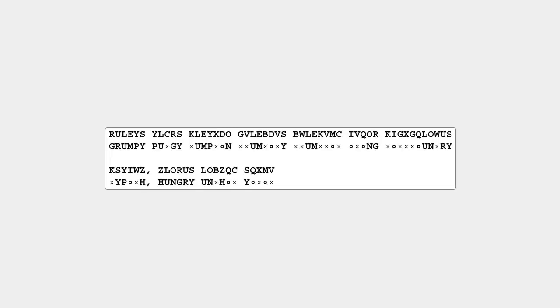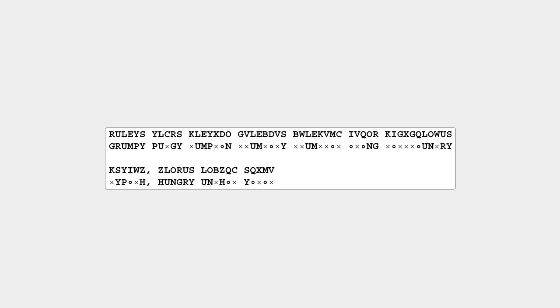We now have 8 possibilities for the first word, RULEYS. These contain only 6 possibilities for the bigram UL. For each of these choices, let's look at the possibilities for the word ZLORUS. The choice ZLORUS equals JUNGLY can be ruled out immediately because KSYIWZ would then have the form XY X circle XJ. There is no such word in English. This means that RULEYS represents GRUMPY and ZLORUS represents HUNGRY.